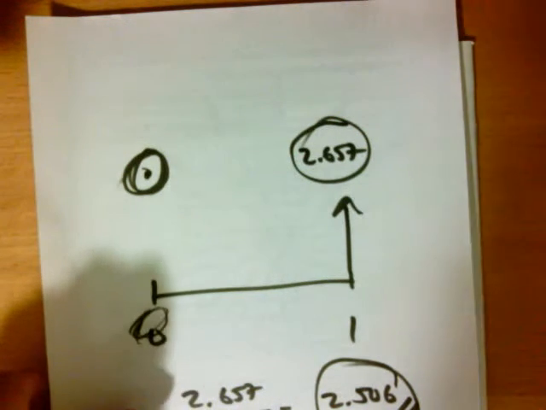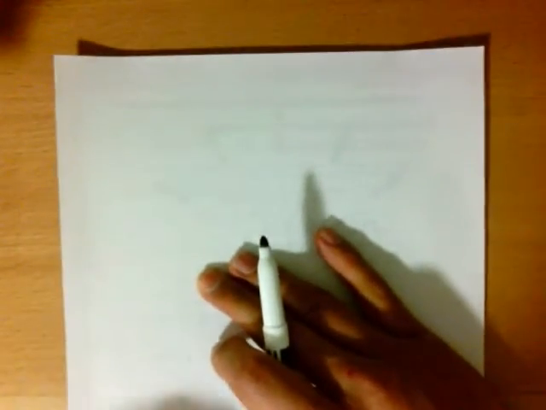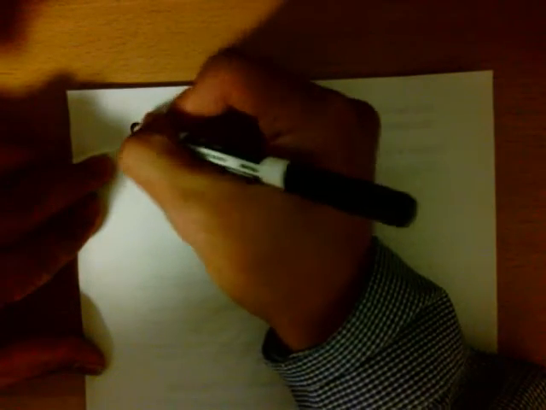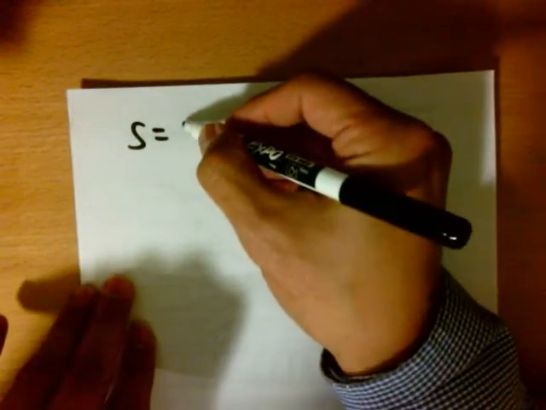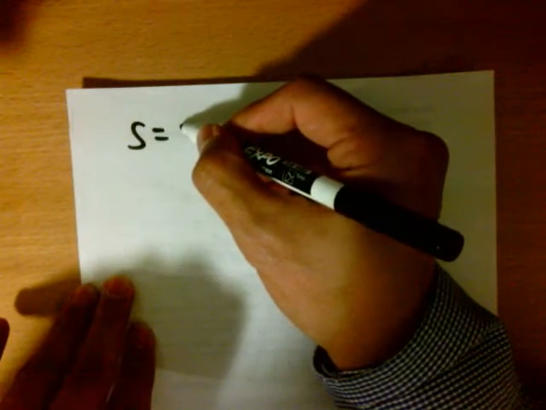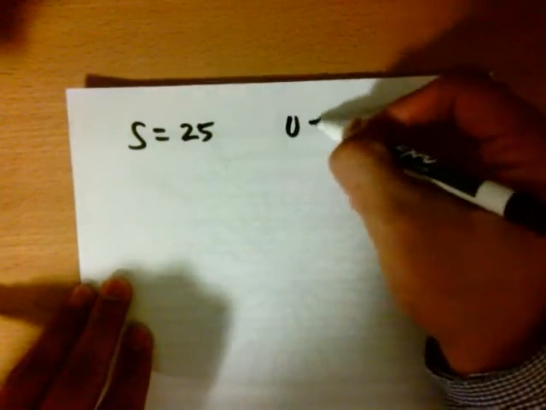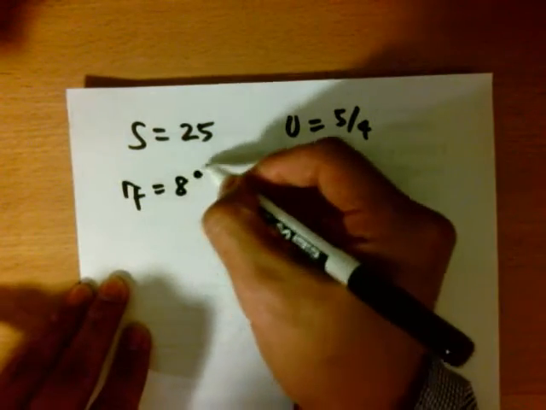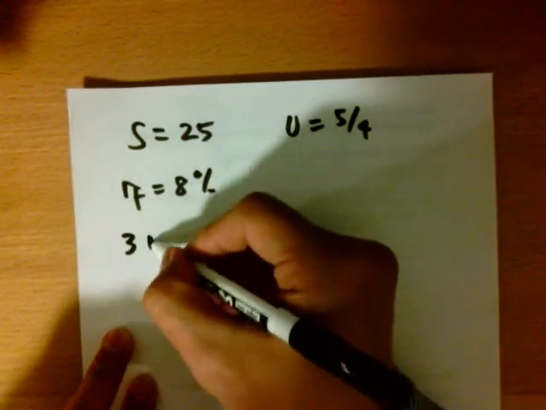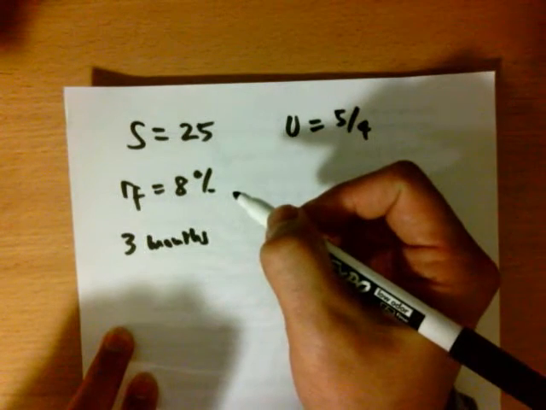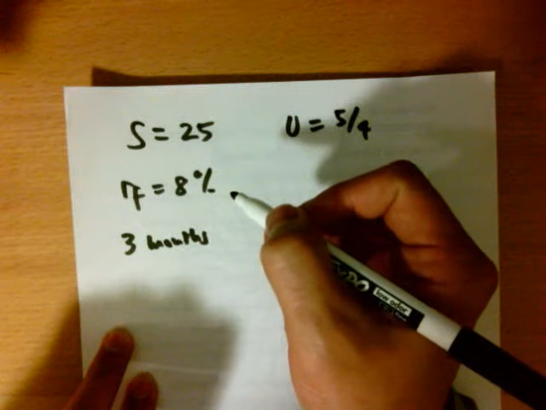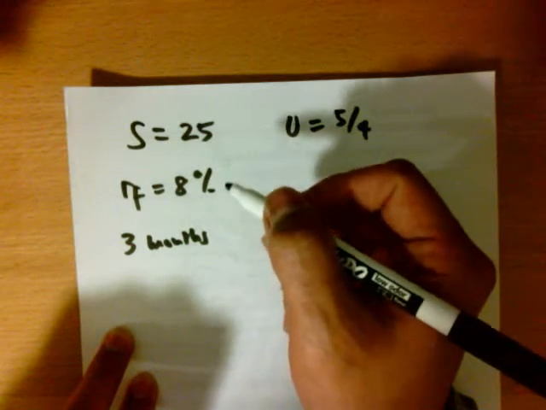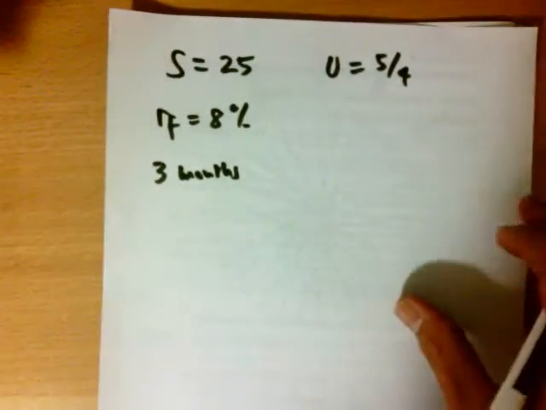Okay, all right, so I want you to do this problem. Let's do another question. Let's say S, the stock price now, is $25, U is 5/4, RF is 8%, and maturity is 3 months. Oh, you know what, I'm sorry guys, let me take it back. Let me go back to this.